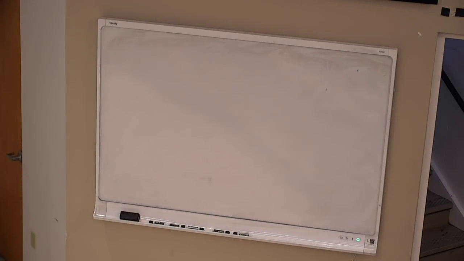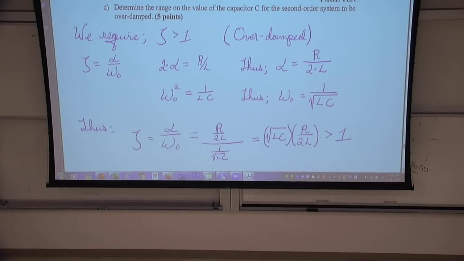Okay. Determine the range on the value for C for the second order system to be overdamped. Ooh, what a cool question. What's the range on the value for the capacitor for the second order system to be overdamped? I'm throwing an outside curve on this one here. I want to see how many people are going to swing and miss. You won't. You'll swing and connect. All right? So, what do we know?